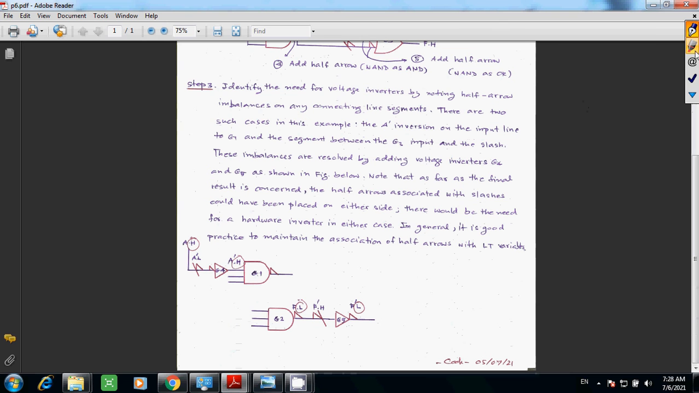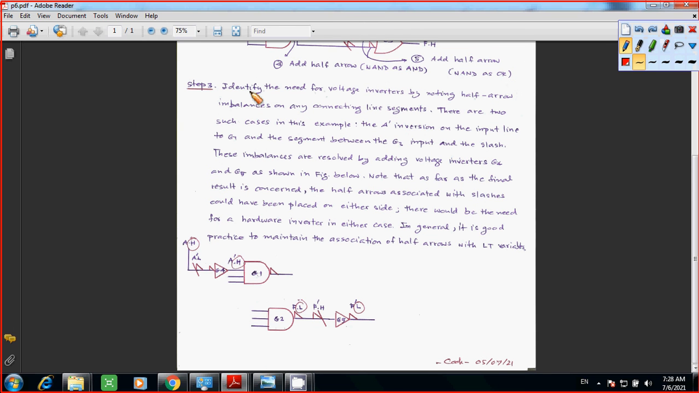Now step number 3. Identify the need for voltage inverter. See, finally it's come to the voltage inverter to balance the light segment in your circuit, because the voltage have to be the same throughout the wire. By noting half arrow imbalances on any connecting light segments, whenever there is imbalance on the light segment, you need to add voltage inverters in the line.